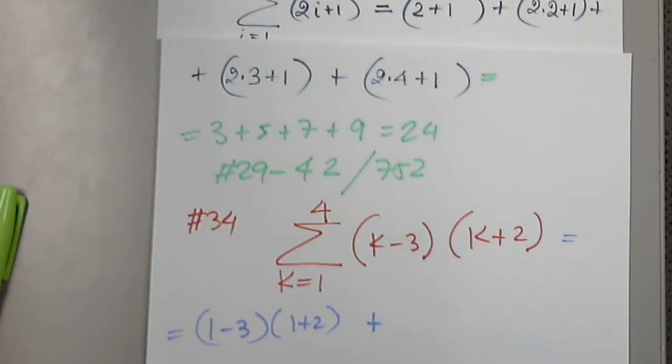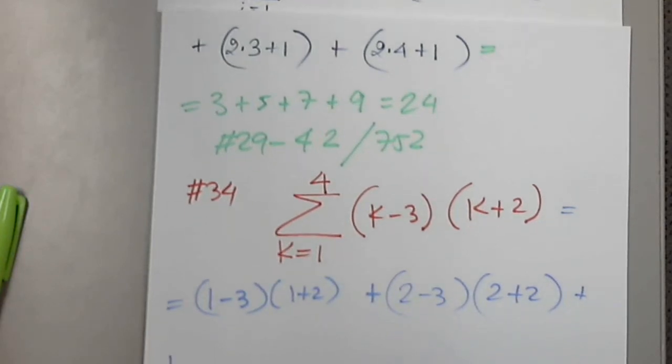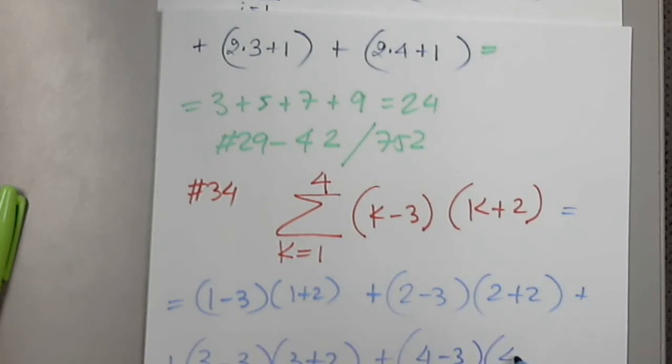Awesome. 2 minus 3 times 2 plus 2. That's when k equals 2. We will replace k by 2, and that will be the second term. Plus. 3 minus 3 times 3 plus 2. That is the next term when k is 3. Awesome. And the last one? 4 minus 3 times 4 plus 2.